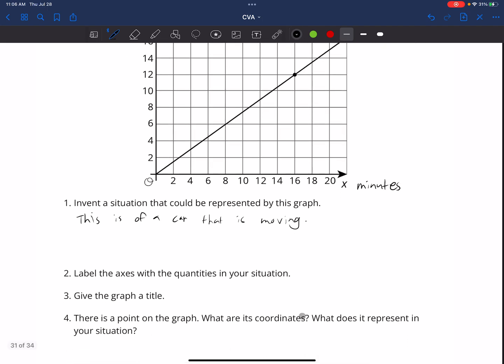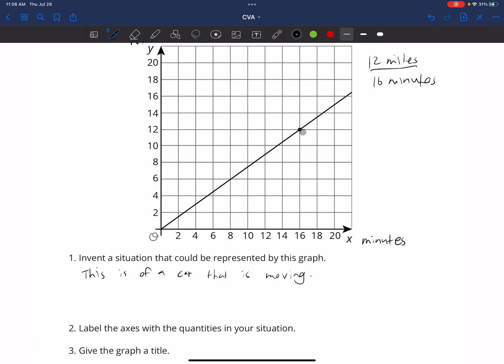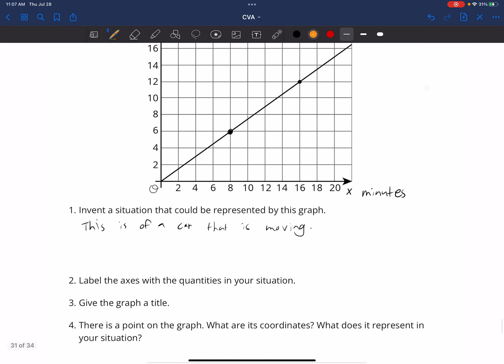And there's a point on the graph. What are its coordinates? What does it represent in your situation? Okay, well, these points are a little bit difficult to work with. So there's this point right here, and that's another clean point right here, which is 8 minutes and 6 miles. If you look at that, by the way, you just divide by 2. Look, I'm going to show you something cool. Divide by 2 and divide by 2, and there you have it, right? 12 miles divided by 2 is 6 miles. 16 minutes divided by 2 is 8 minutes, right? So that's how we can do that.